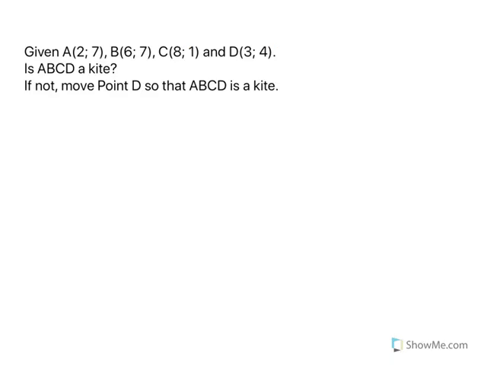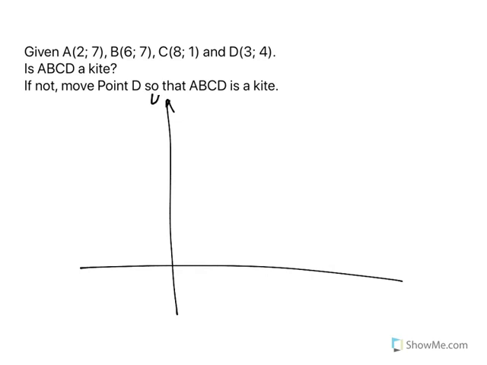Okay, then you're given 4 points. You're going to plot them. And they're all in the first quadrant, so I'm just going to do that. So A is equal to 2 and 7. B is 6 and 7, so same horizontal. C is 8 and 1.